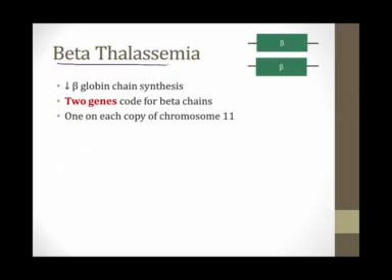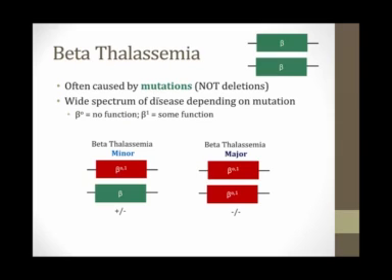Now let's talk about the beta thalassemias. These are conditions where there's decreased synthesis of beta globin chains. Beta globin chains come from 2 genes, not 4 like the alpha chains, and there's 1 gene on each copy of chromosome 11. Beta thalassemia is caused by mutations in the beta globin genes, not deletions like we saw with alpha thalassemia. And because this condition results from genetic mutations, there's a wide spectrum of disease depending on the specific mutation.